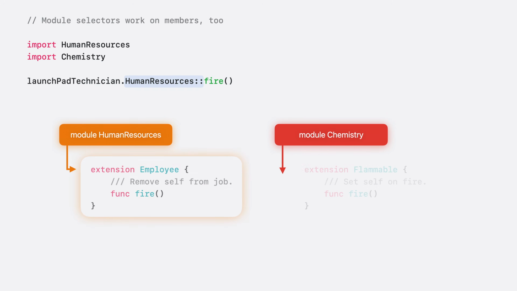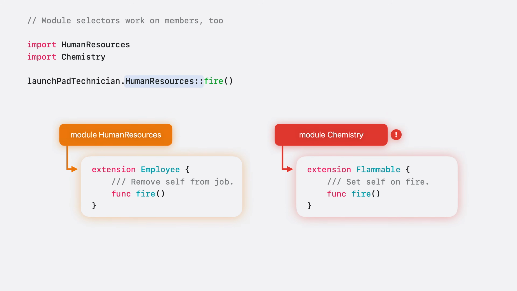This syntax also works on the name of a method or property, which is handy if a type gets identically named methods from extensions in two different modules. After all, calling the wrong method could really ruin someone's day.